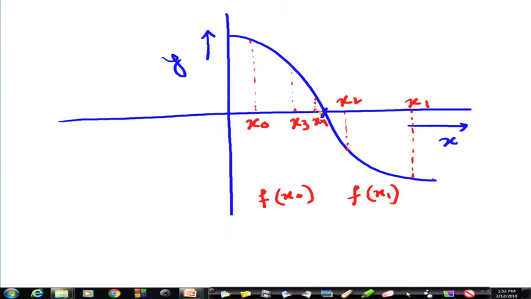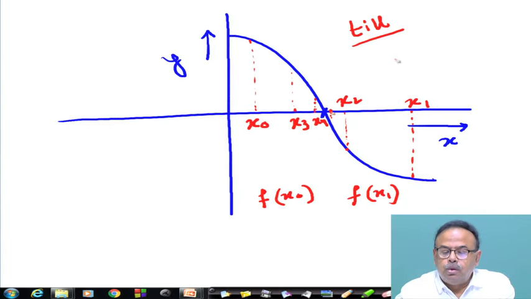Still, this one and this one are of opposite sides. Therefore, I will try to find out the midpoint of these two. So, I will come somewhere here, all right. In that way we approach, till we find that the value of y is very close to 0.